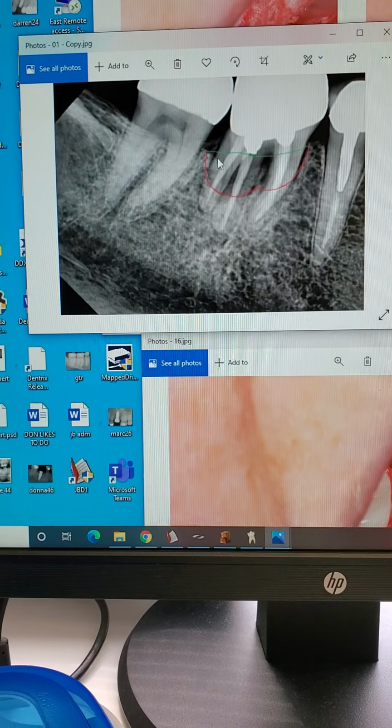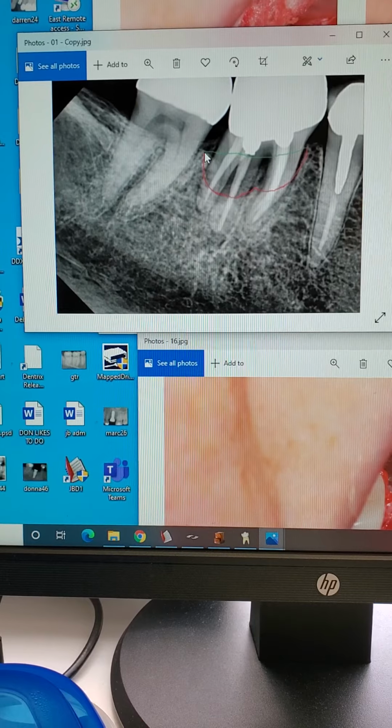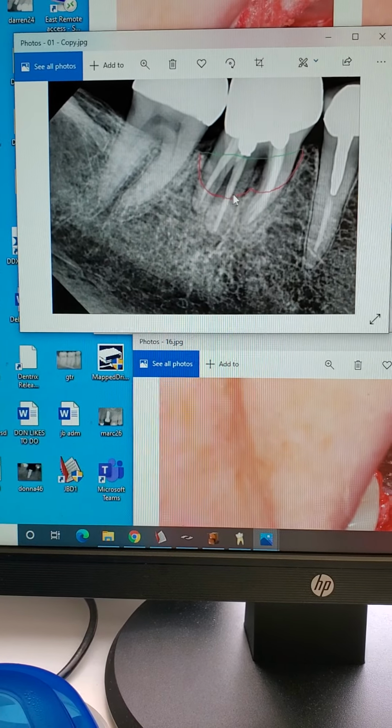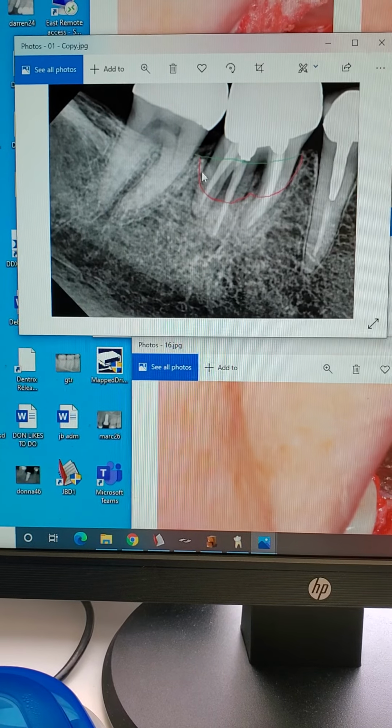So this is the case. Now let's talk about it. What you see is a periapical radiograph. It shows the bone loss. What you're seeing in red is the actual bone level. I'll show you the CBCT section as well, but this is the actual bone level, more or less.